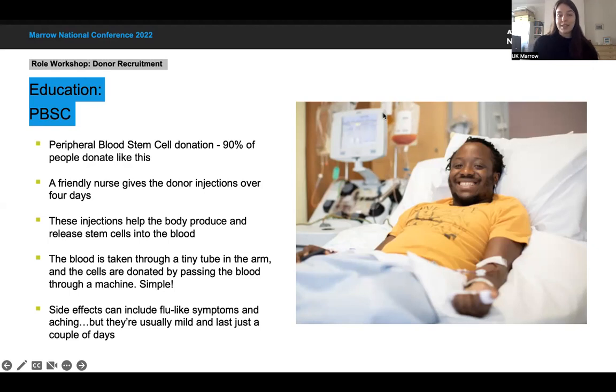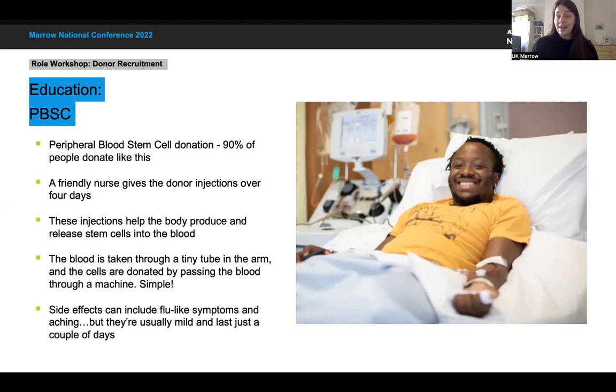You have blood taken from a tiny tube in one arm that will then put the blood into a machine where the stem cells get filtered out of the blood in a very fancy machine. And the rest of the blood, with the stem cells filtered out of it, will be passed back into the other arm. So you don't lose a single thing other than those excess stem cells you produce because of those injections. There shouldn't be any pain involved.